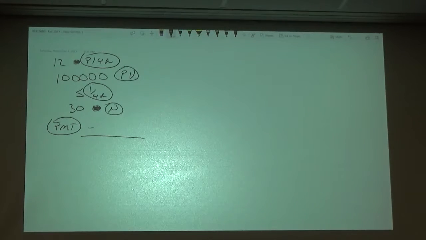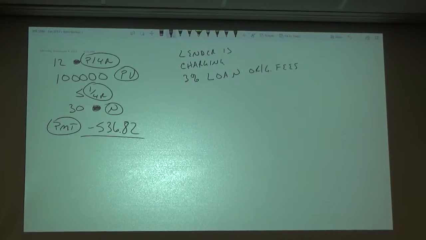So our monthly payment is $536.82. And we say, all right, this lender is going to charge, what the heck, 3%, we'll just use that. So the lender's charging 3% in points for loan origination fees. That makes the original loan amount in the lender's eyes $97,000, right? Correct. That's where I'm going with that.